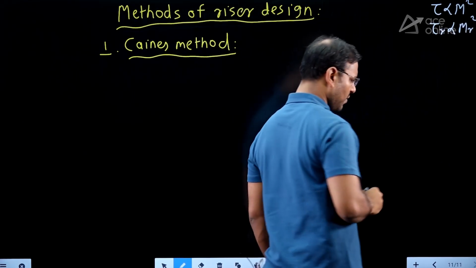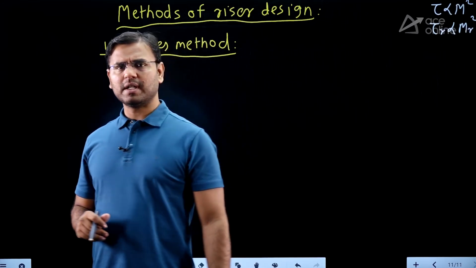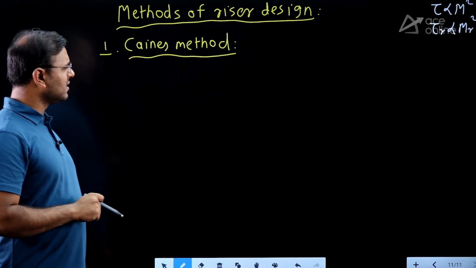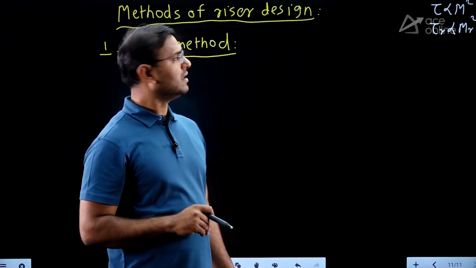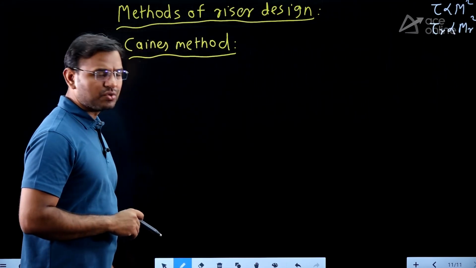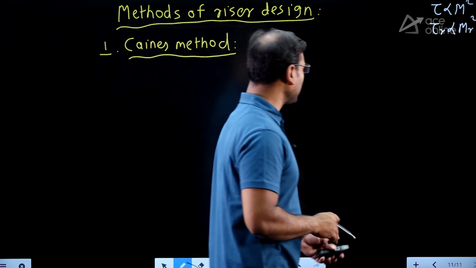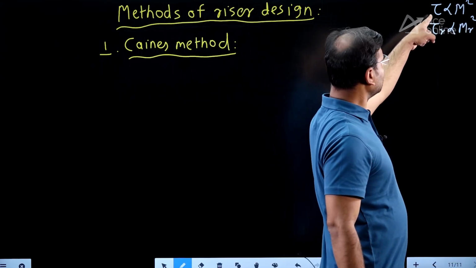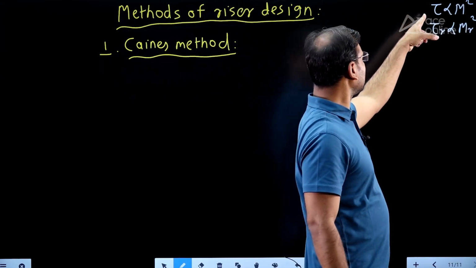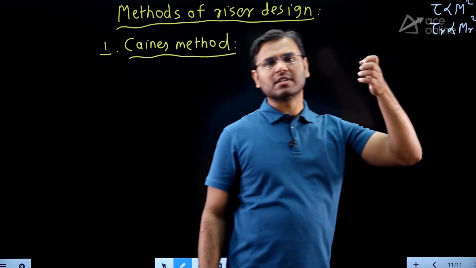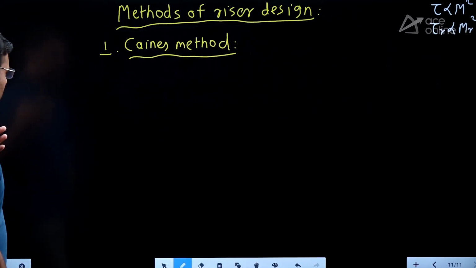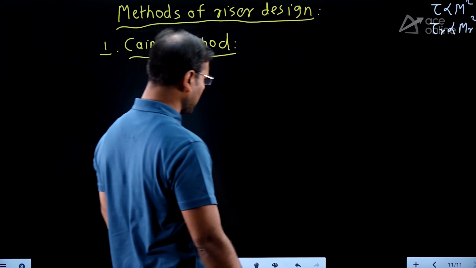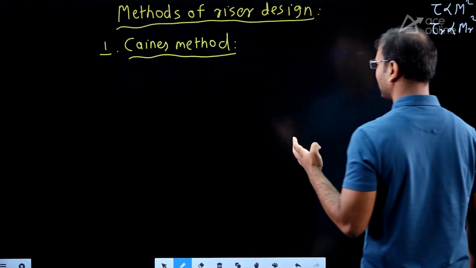Then here, what is tau r? Solidification time of molten metal in riser, and here what is Mr? Mr is modulus of riser. Then guys, here two types of modulus and two types of solidification time are there. One is tau, the solidification time of casting, and tau r is the solidification time for molten metal in the riser. In the same way, two moduli are available: one is the modulus of casting, and second is the modulus of riser.